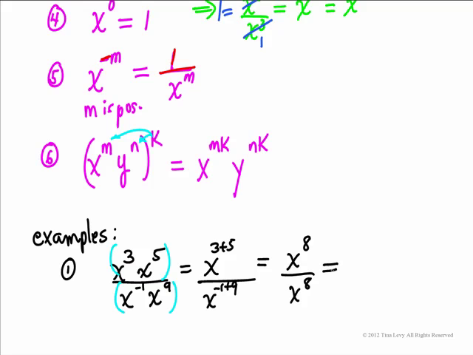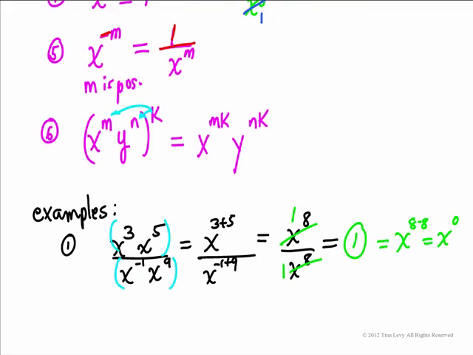And now that you have x to the 8th over x to the 8th, you can do it two different ways. One way is to see that these are identical, so it cancels and you get 1. The other way would have been to write it with subtraction, 8 minus 8, so x to the 0, which we know is 1. Now we're going to introduce a second example, and I'll go to the next page.